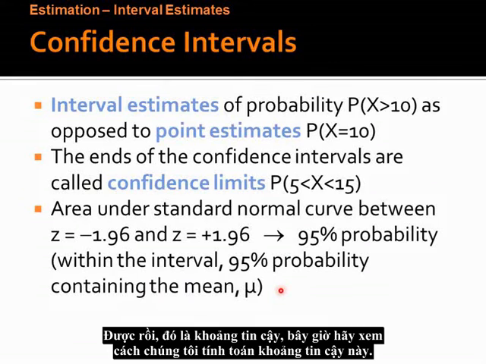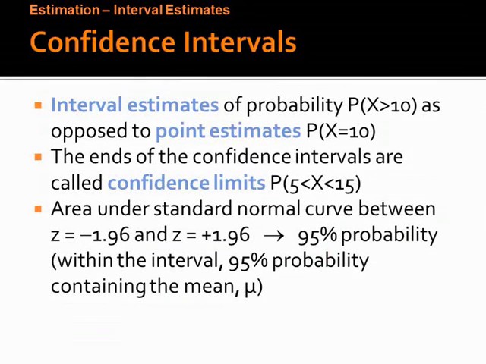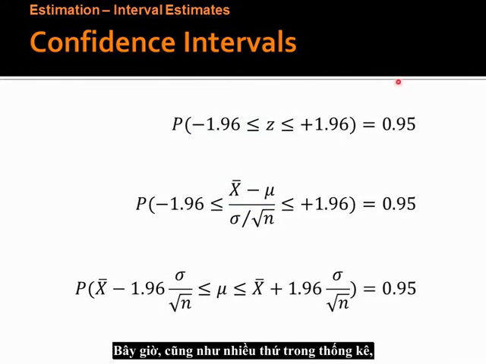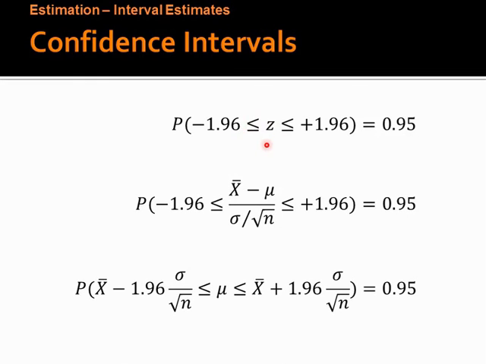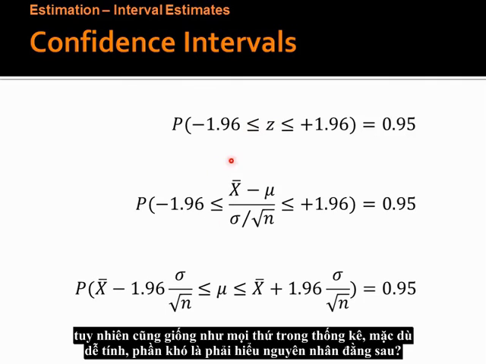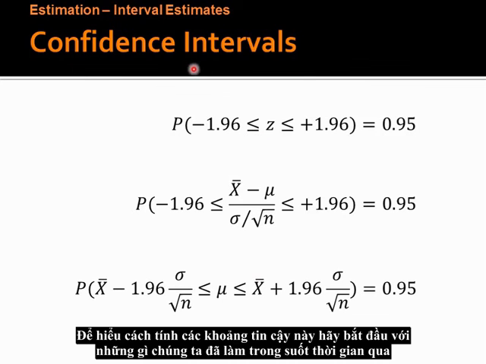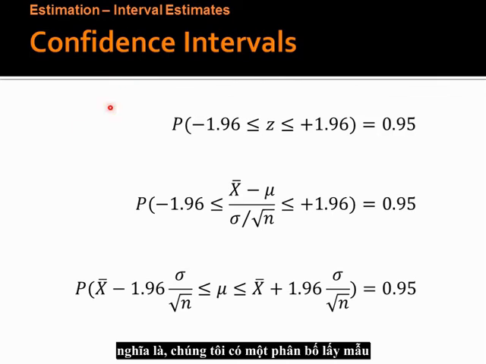Now let's look at how we actually calculate this confidence interval. As with many things in statistics, how you actually calculate it turns out to be quite simple mathematically. It's actually just simple algebra. However, just like everything in statistics, what is simple mathematically, the hard part is actually understanding why or how the whole thing works. So, to understand how these confidence intervals are calculated, let's start off with what we've been doing all along, which is we have a sampling distribution, right?